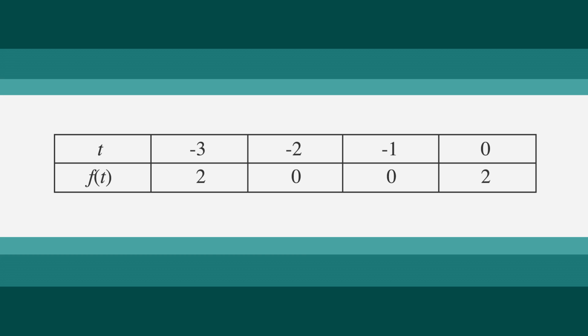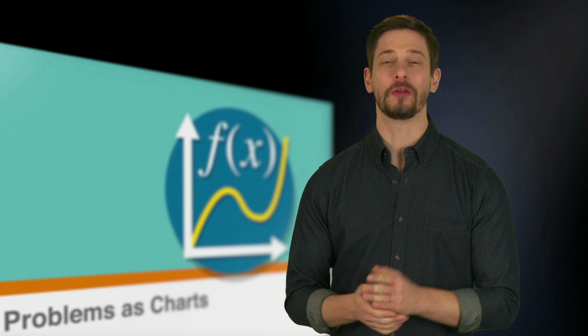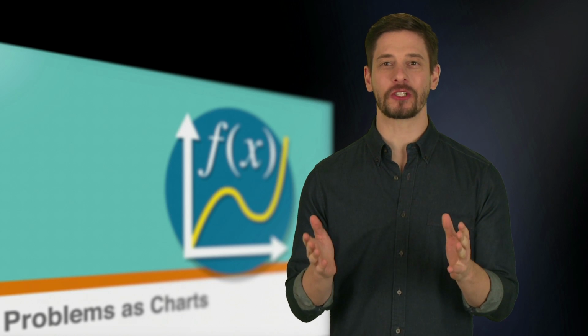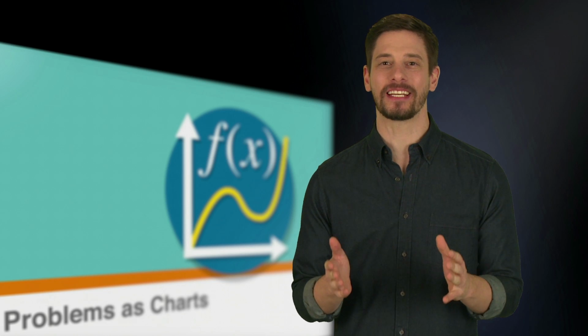Other variables may also be used in place of x. This chart shows values of t and corresponding values of f of t. Finally, charts can express functions using different variables. This chart gives coordinate values for t and g of t. You now know what to expect as far as charts showing functions, so let's go through an SAT problem using this information.